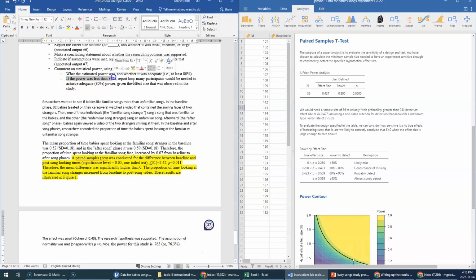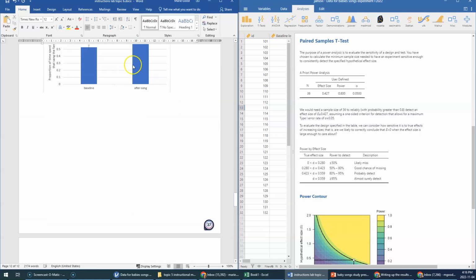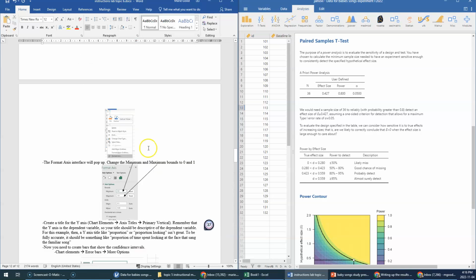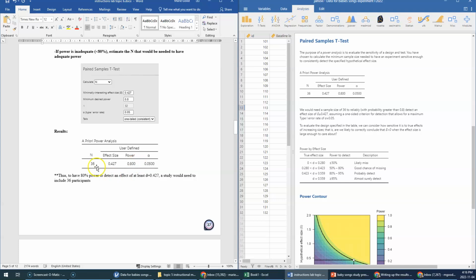And power is less than 80%, so we're going to report how many we would need to achieve adequate power. To achieve adequate 80% power, we would need, calculate it here, we would need 36 participants, right?